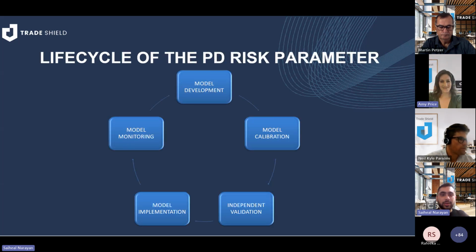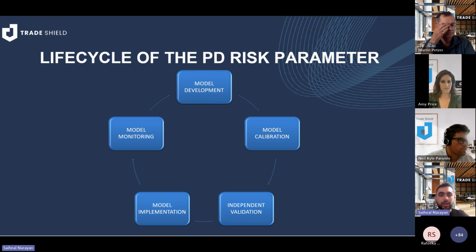Okay, perfect. This is speaking to the PD parameter, your probability of default parameter. The PD parameter usually goes through a couple of steps. There's model development, then model calibration, which is calibrating the model to your specific historic data. Then it needs to go into independent validation. At Trade Shield, we do have external consultants actually look at our model.